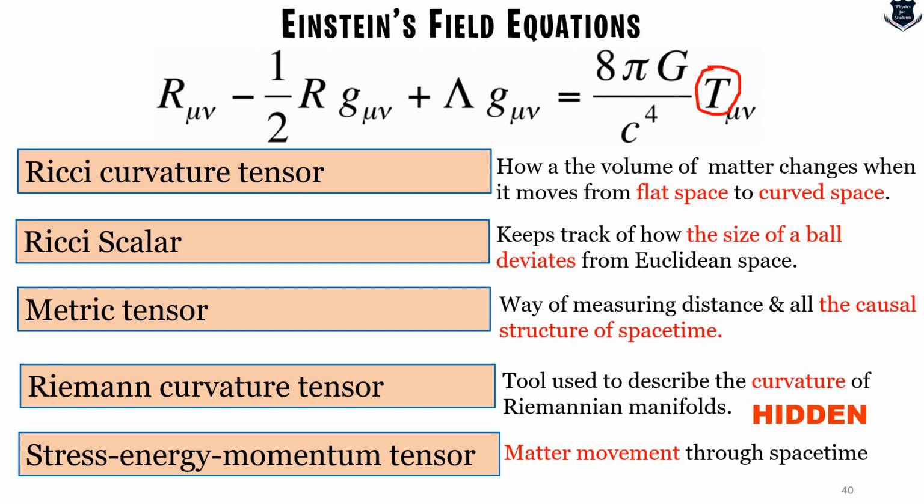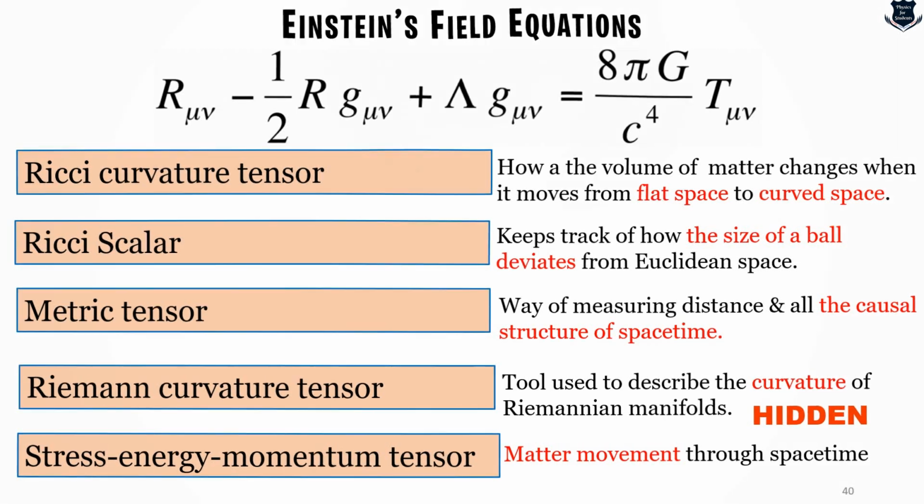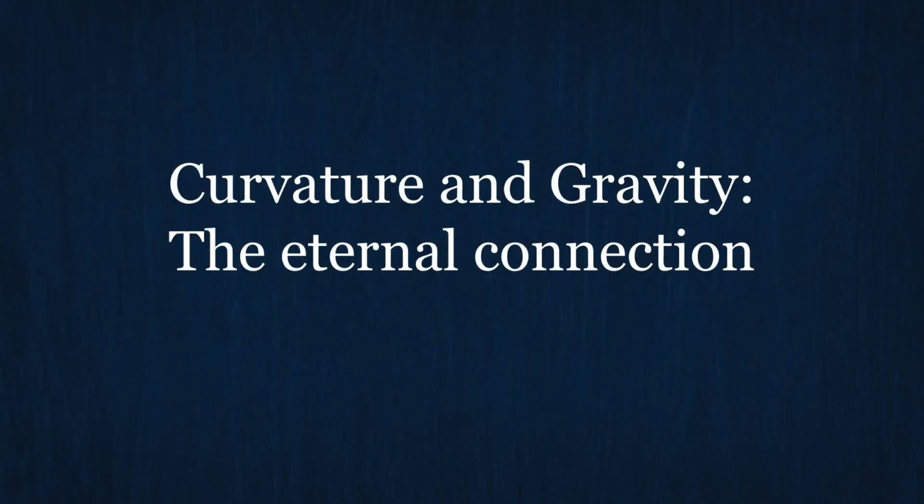Now, what we see from here is that Einstein's field equations, which describe gravity and curvature, are very intricately related to each other. What are curvature and gravity? I would say this is an eternal connection. How they are related to each other, I would like to look into in the next part of the video, where we explore the important concepts of gravity and how it relates to the concepts of differential geometry.